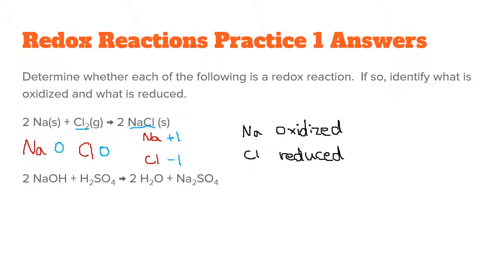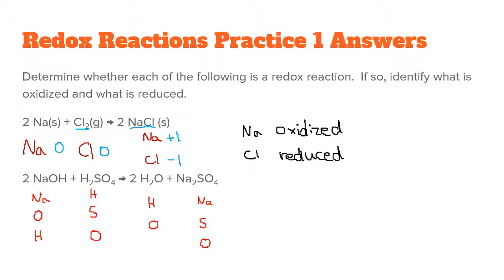Now in our second example, we've got a few more different elements here. In our first compound, we have sodium, oxygen, and hydrogen. Then we have more hydrogen, sulfur, and oxygen. And on the product side, we have hydrogen and oxygen, then sodium, sulfur, and oxygen. And it's a good idea to examine each element independently in every single compound where you see it come up.